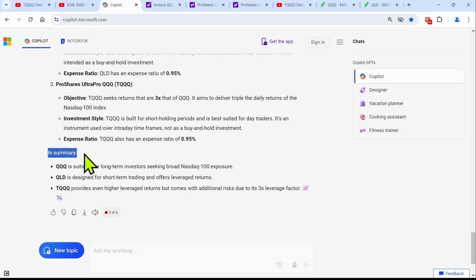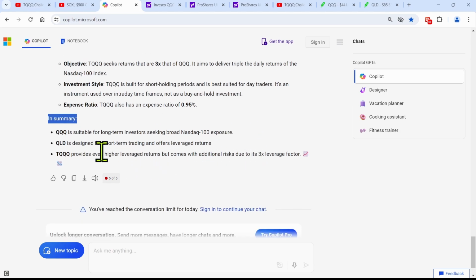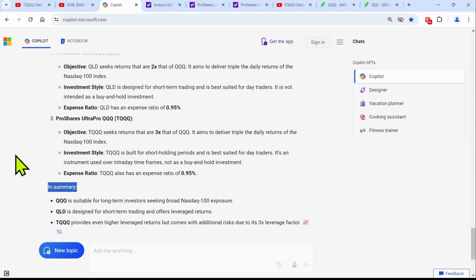In summary, QQQ is suitable for long-term investors seeking broad Nasdaq 100 exposure. QLD is designed for short-term trading and offers leveraged returns. TQQQ provides even higher leveraged returns but comes with additional risks due to its 3x leverage factor.